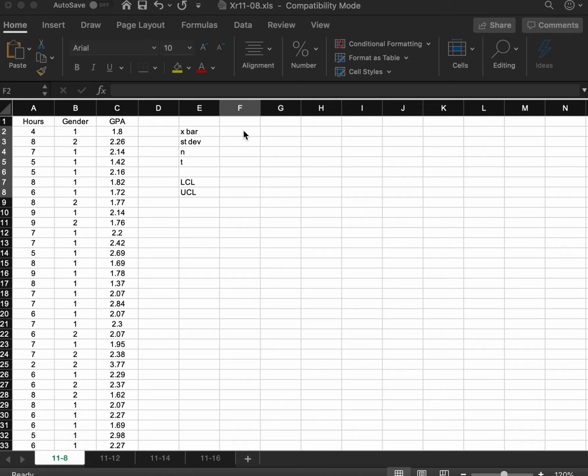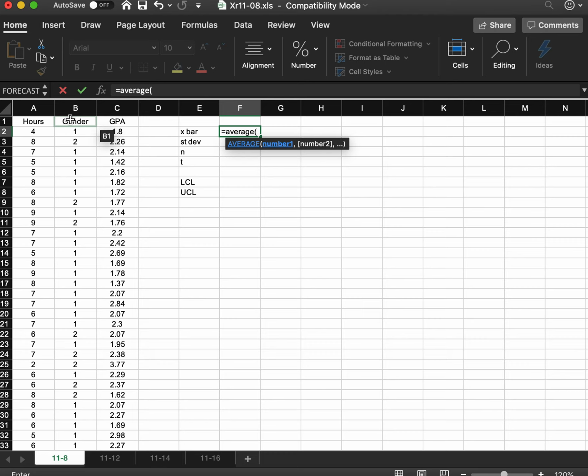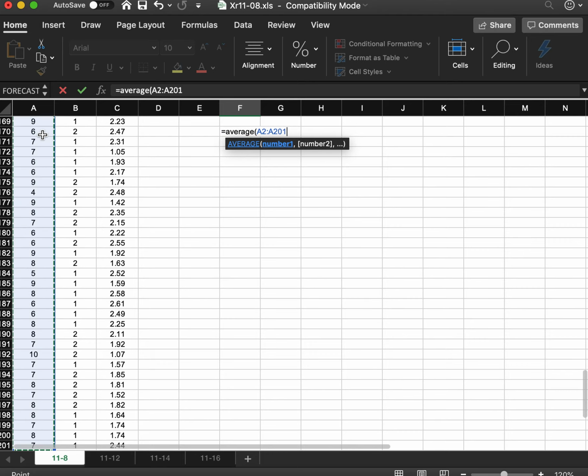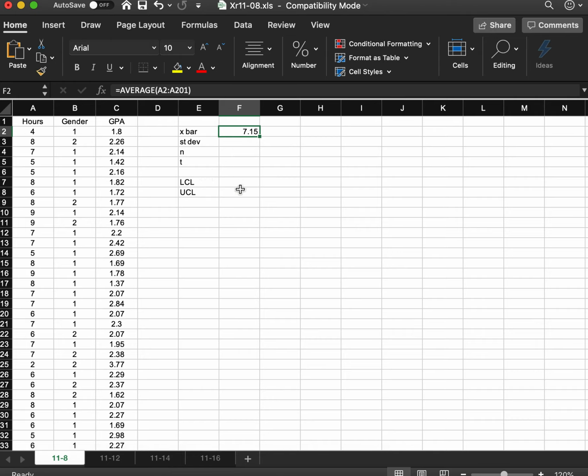So the first thing we want to do is calculate the X bar. X bar is just your average. Again, this data set is our average hours worked, gender, and our GPA. So we want to get it for hours. It should be 7.15. So our confidence limit is going to either fall in between this or outside of this. So we're going to say, is this a good measure or are we off? So next one's going to be standard deviation. This is something you guys should know by now, I hope.